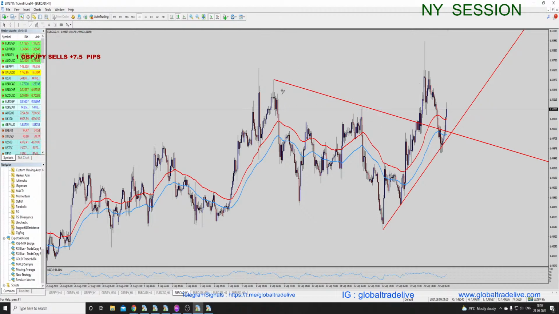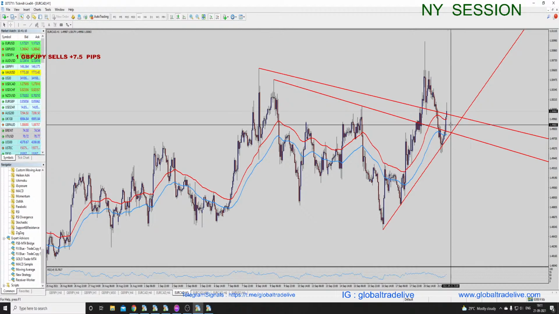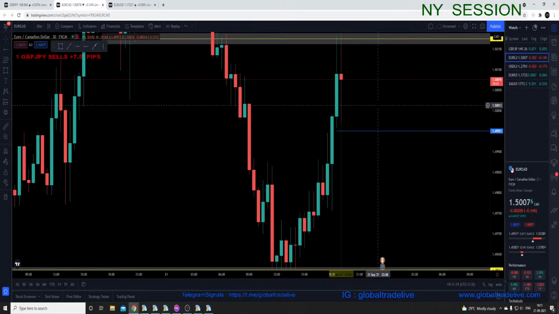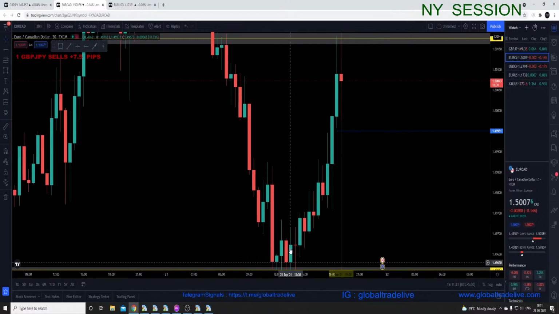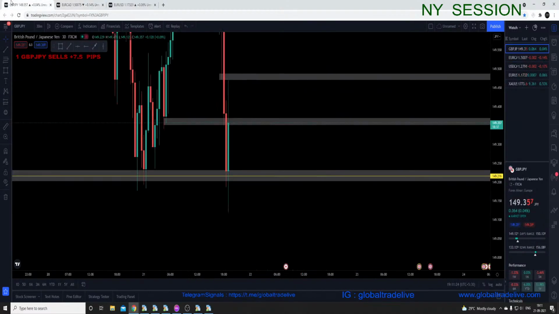Okay, let me just draw another one. I think if this current 1 hour candle closes back over here inside the trend line, then it should be going down over here. So that will give me 16 pips if that happens. Look at GBP/JPY over here. GBP/JPY is just messed up.